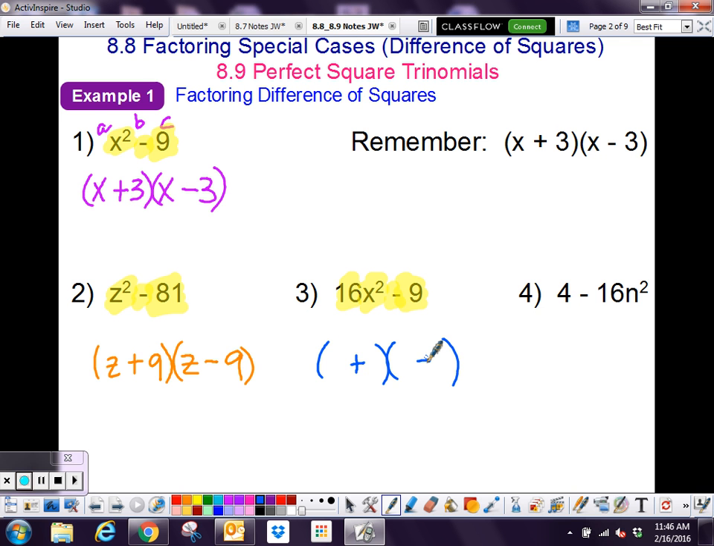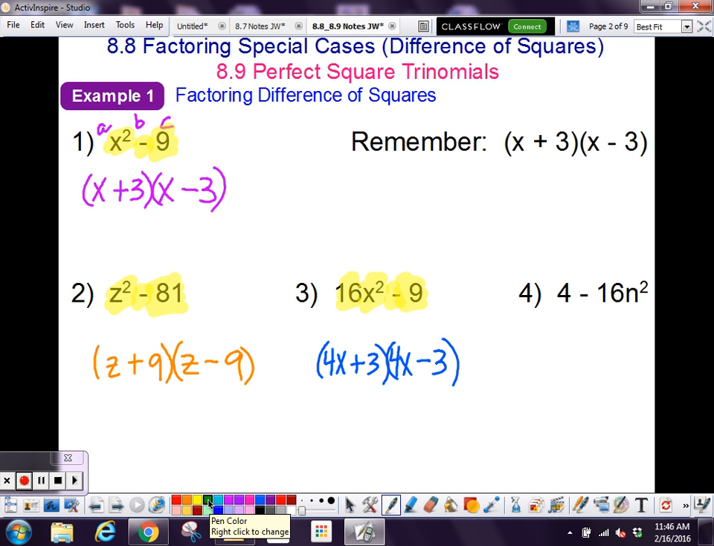Okay, now I want to look at my 16. Is that a perfect square? Yes, we already decided that. What times itself gets me 16? 4. All right, so I'm going to have 4. What times itself gets me x squared? X. And what times itself gets me 9? 3. So I have 4x plus 3 and 4x minus 3.